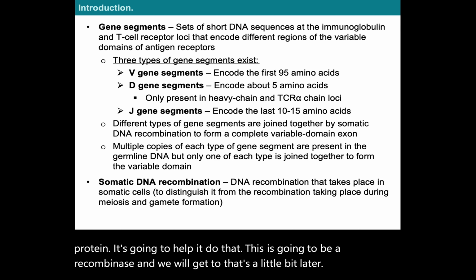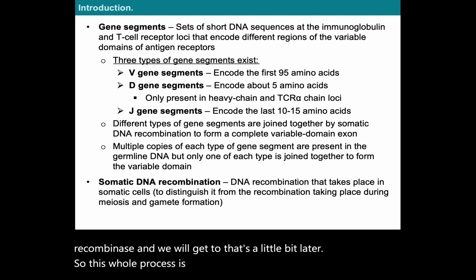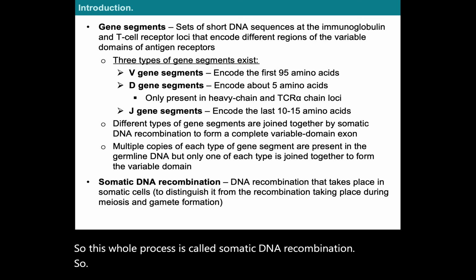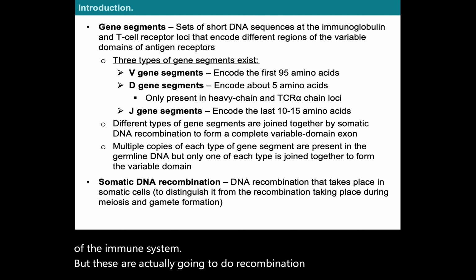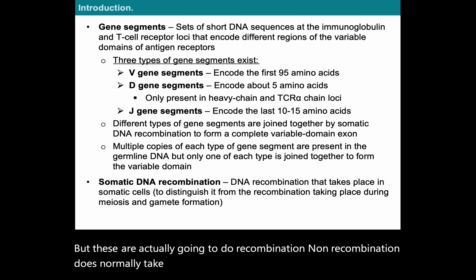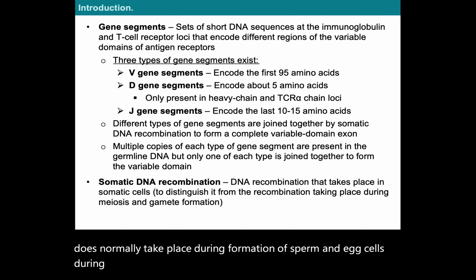So this whole process is called somatic DNA recombination. So we're talking about regular cells of the body, in this case cells of the immune system. But these are actually going to do recombination. Now, recombination does normally take place during formation of sperm and egg cells during the meiosis stage. But we're not talking about recombination like that.